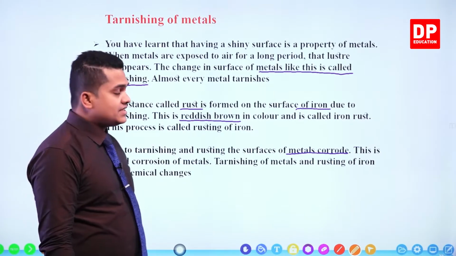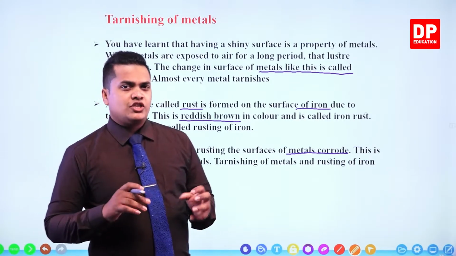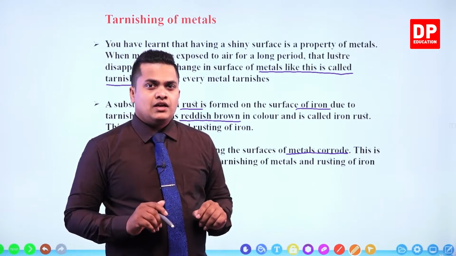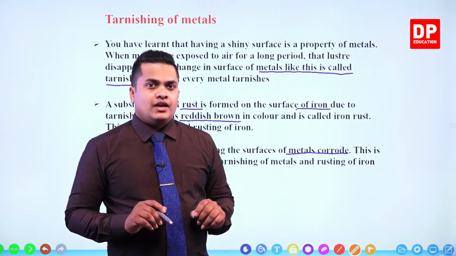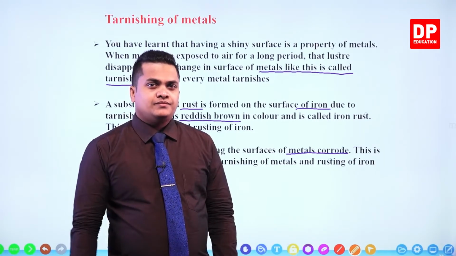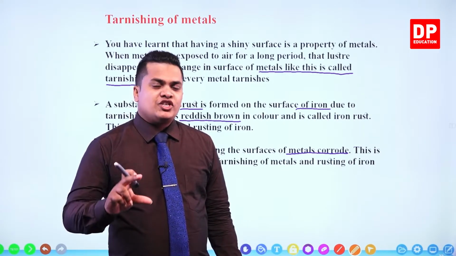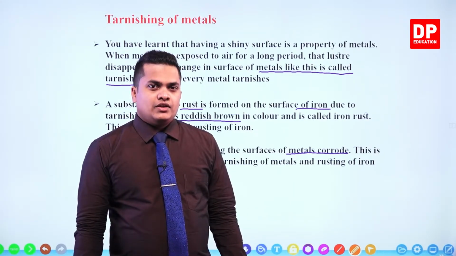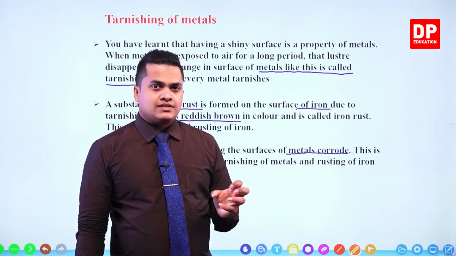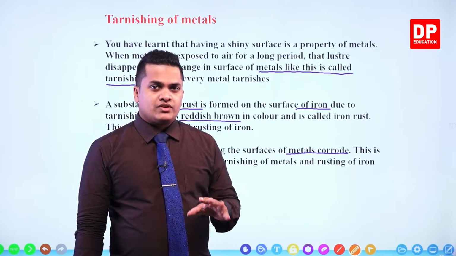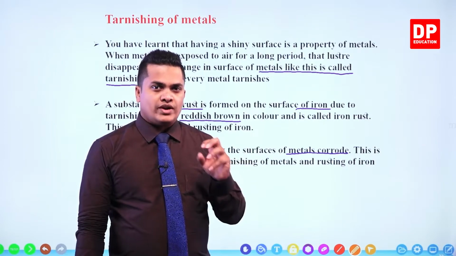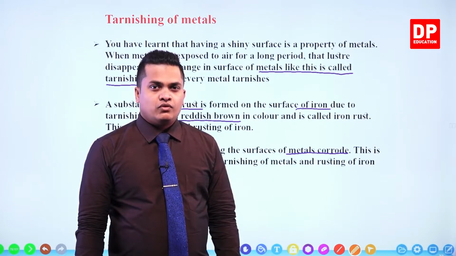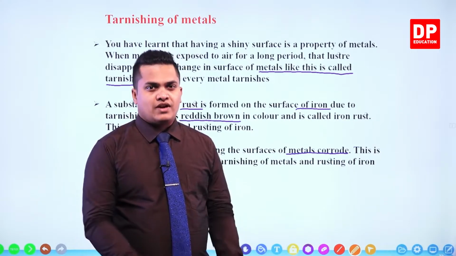So this is about the tarnishing of metals, my dear children. So we got a simple idea about tarnishing of metals and what we mean by tarnishing. Especially tarnishing of iron is referred to as rusting. The reddish brown substance that deposits on the iron surface is called iron rust. Iron rust is the main reason for the tarnishing of iron or rusting of iron.